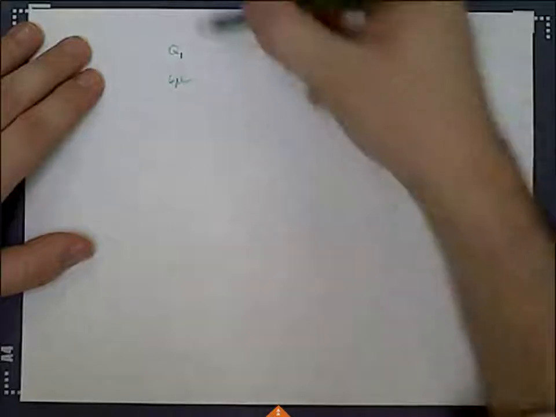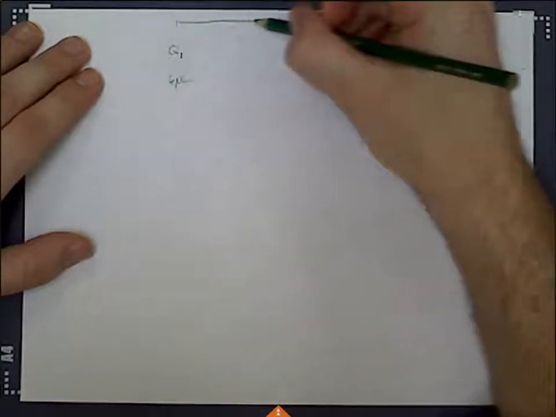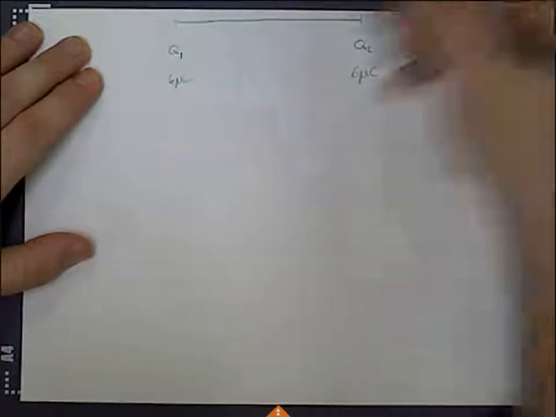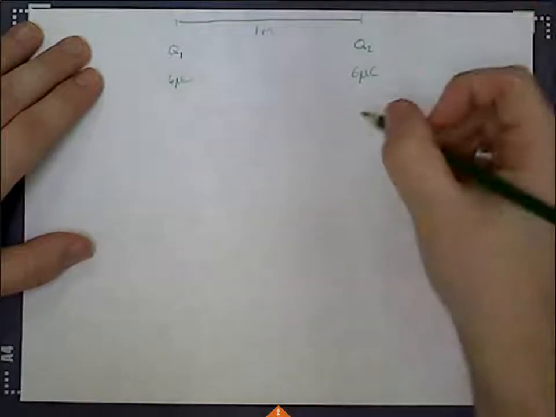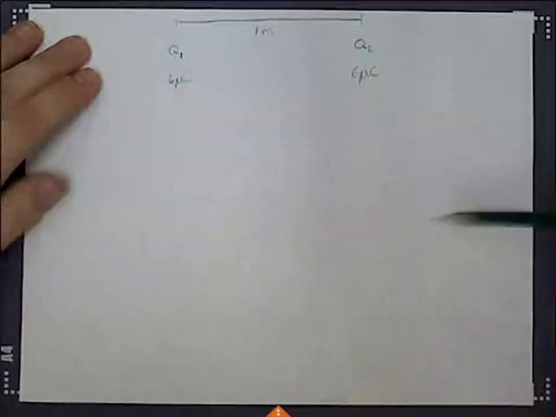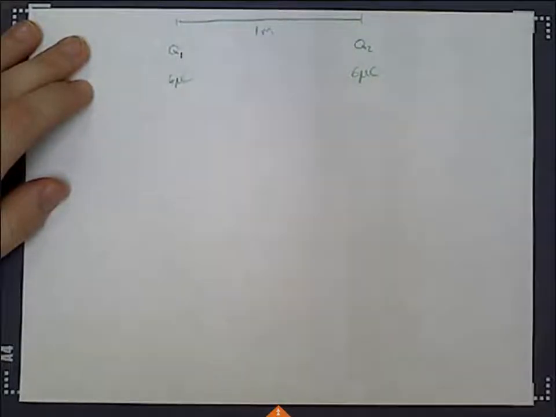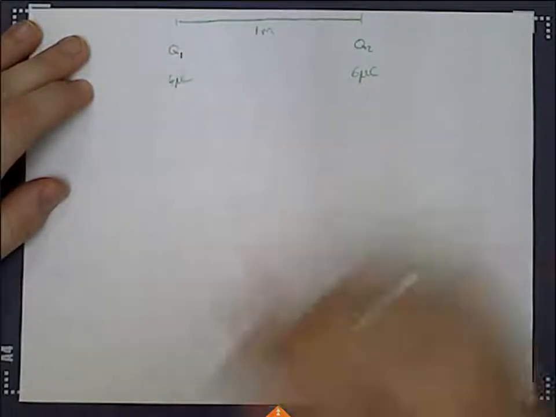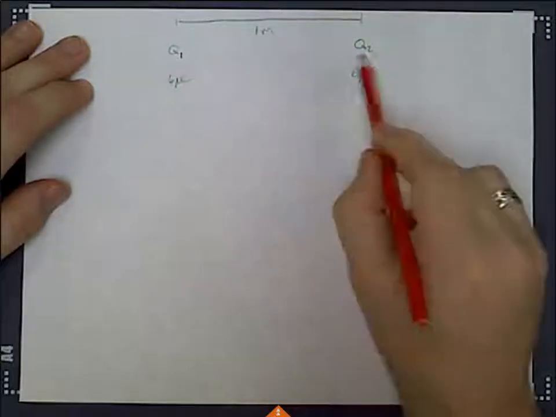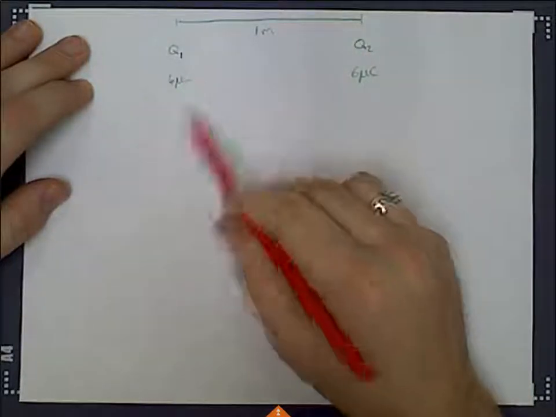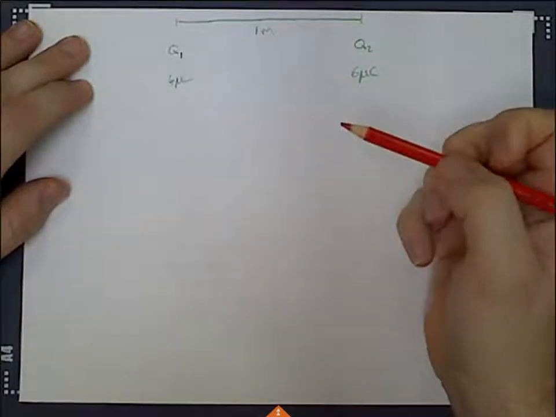And for ease of calculation, we're going to say that the distance between these two is 1 meter. So we've got a distance of 1 meter between a 4 microcoulomb and a 6 microcoulomb charge. So what we want to find out is a position in between these two charges that has effectively zero field.